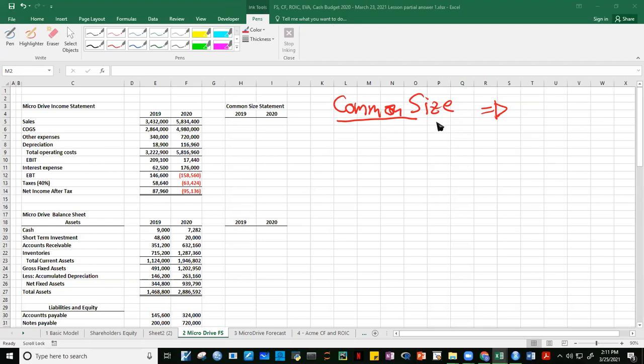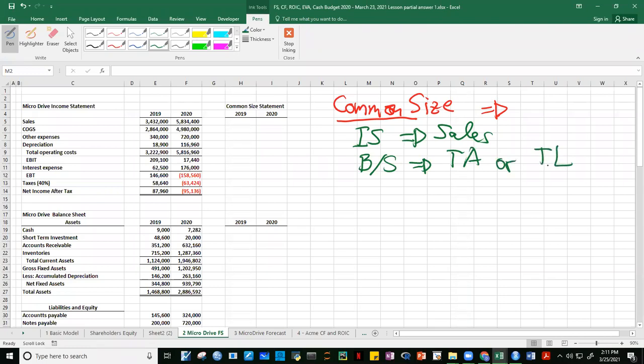So pag gumawa tayo ng common size sa income statement, at saka sa balance sheet, at saka sa statement of cash flows, pinapareho natin yung lahat, no? So, sulat ko lang dito, kapag income statement, pareho siya sa sales. Kapag sa balance sheet, pareho siya sa total assets or total liabilities. Okay.